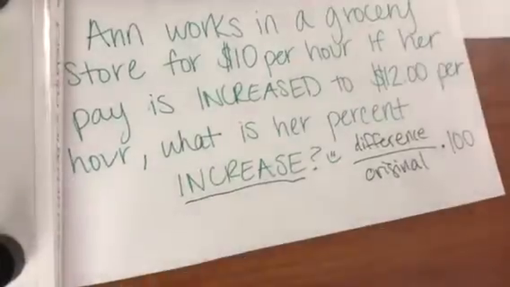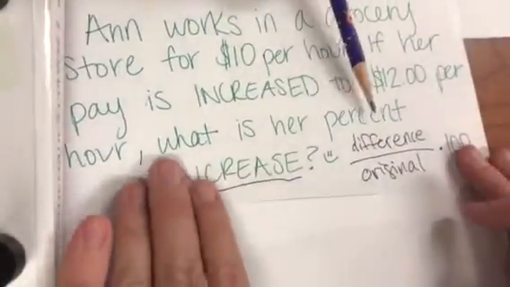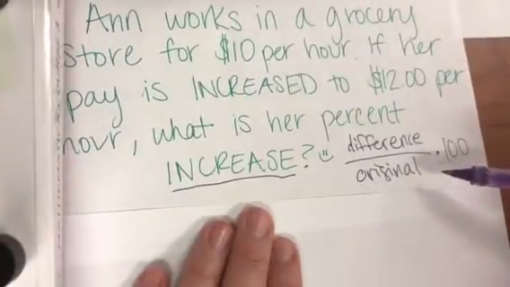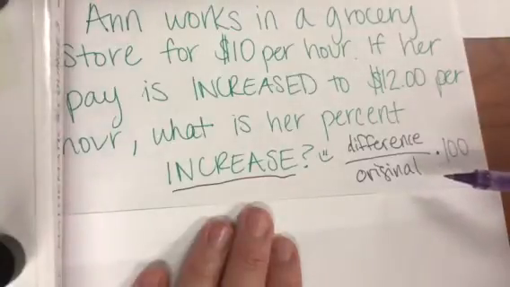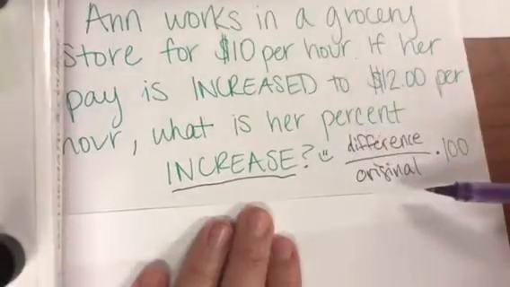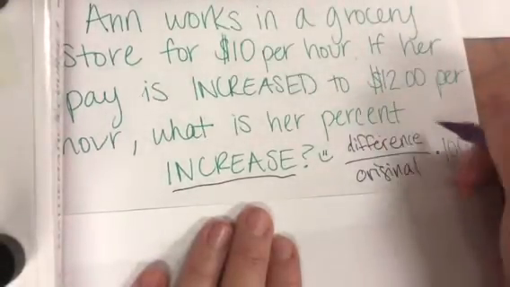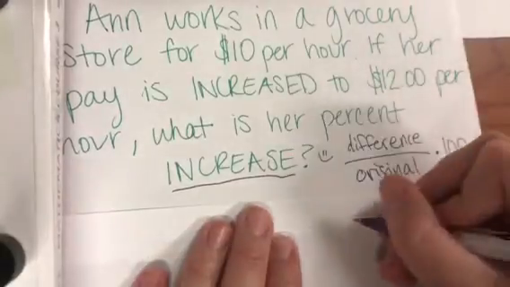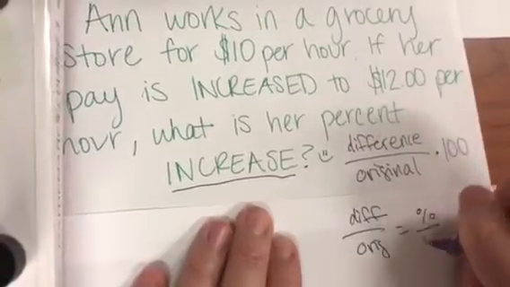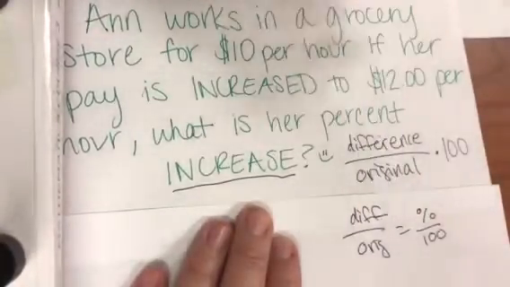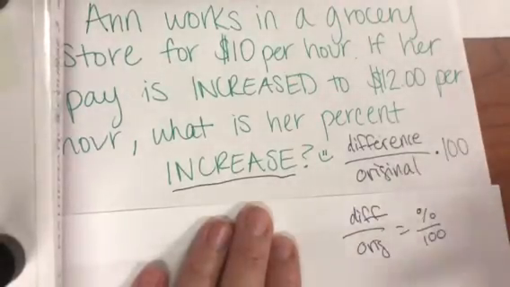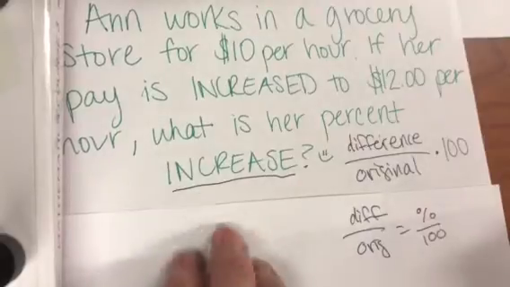Remember yesterday we did part over whole. Well, think about your difference being the part, and the original being the whole. It's your part that went up or your part that went down over your original. So it's not a whole new equation. I could do difference over original equals percent over 100, just like part over whole equals percent over 100. It's the exact same, guys. So don't go, oh my gosh, this is different. It's still the same. Don't freak out. It's just all different words.